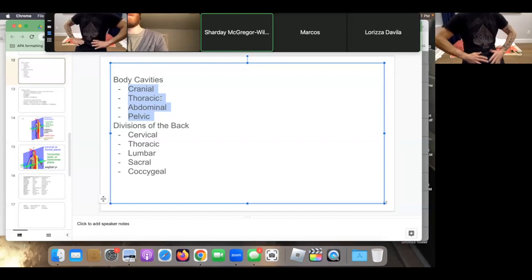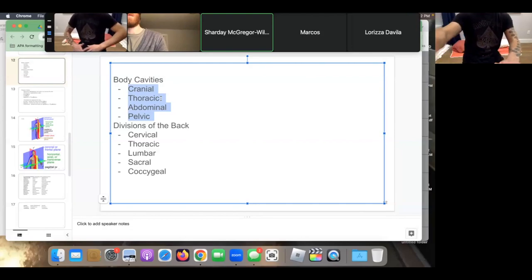And then there's the pelvic cavity. The pelvic cavity houses the reproductive organs and part of the digestive tract and the urinary tract.